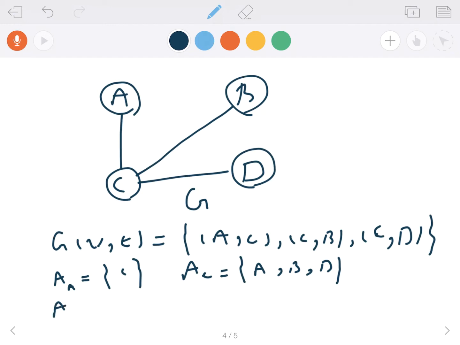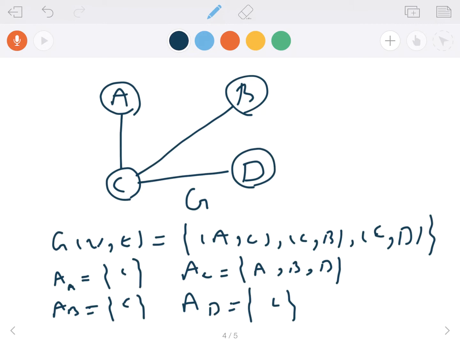And for B it will be only C, because B is only connected to C. Also for D, similar to A, it is only going to be C, because D is only connected to C. So that's showing the graph using the adjacency list. If you are given this adjacency list, we can easily draw the graph G.